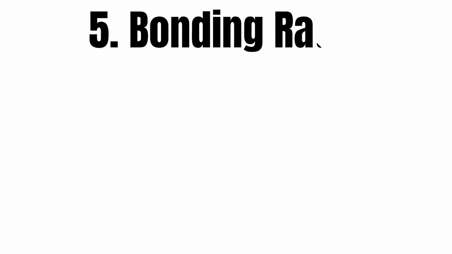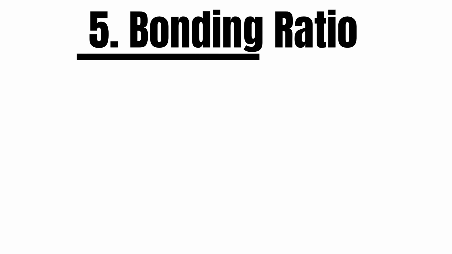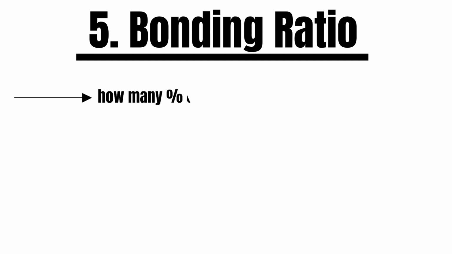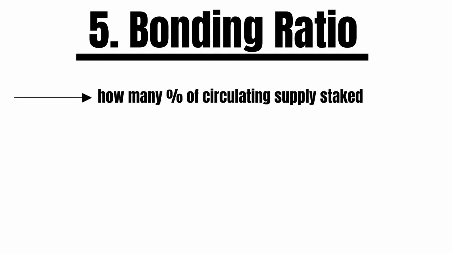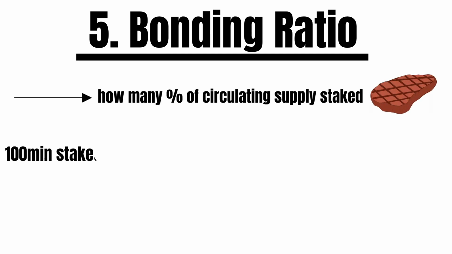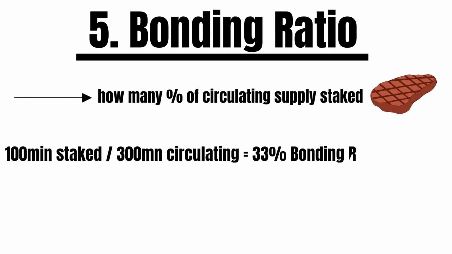The bonding ratio is very important to understand how high staking rewards are. It tells you how many tokens of the circulating supply are staked. For example, if only 100 million out of the 300 million Atoms in circulation are staked, the bonding ratio is 33%. You can calculate it by dividing the number of tokens staked by the circulating supply.